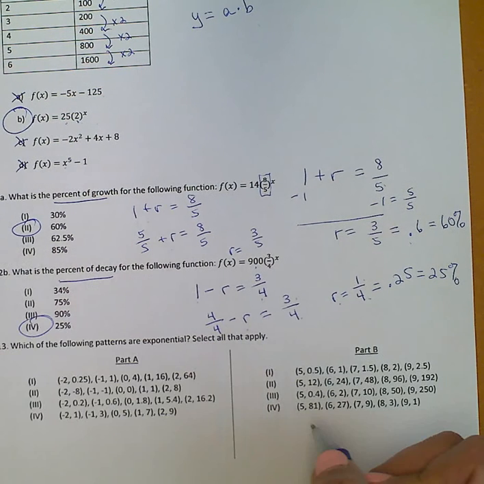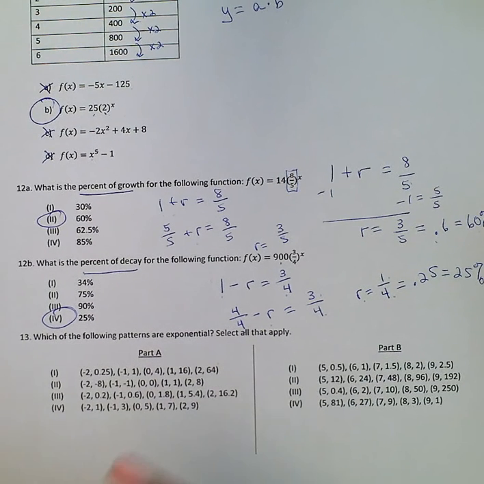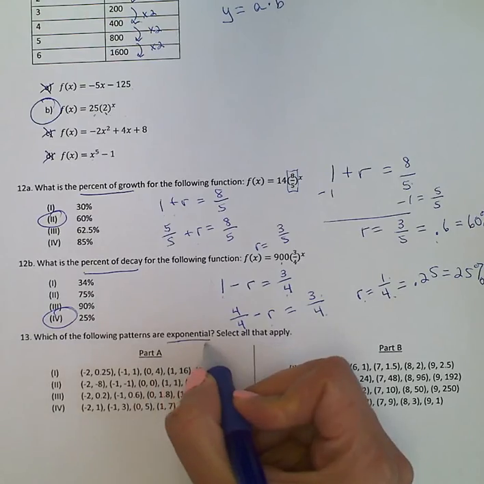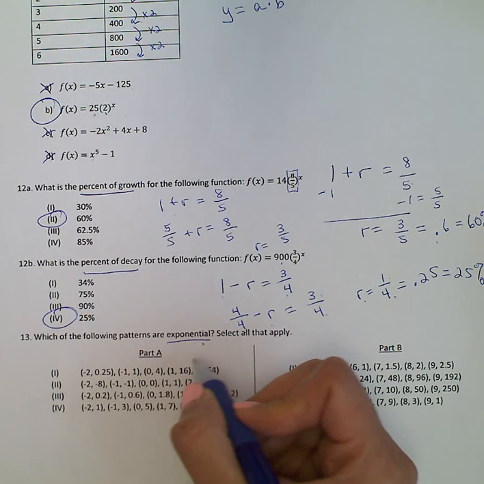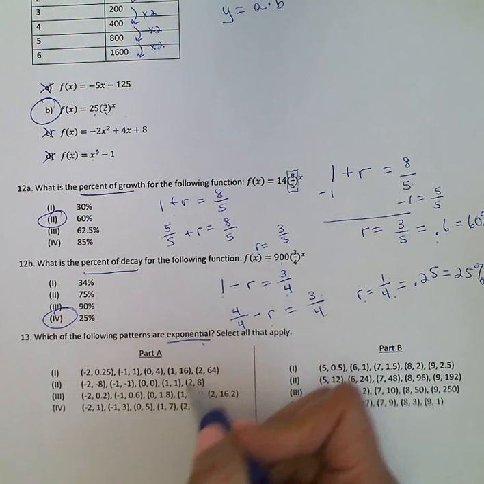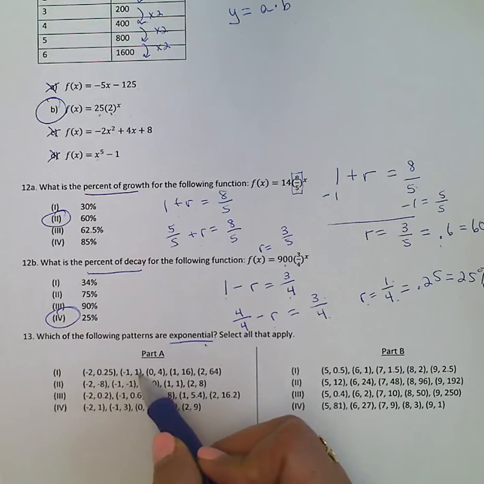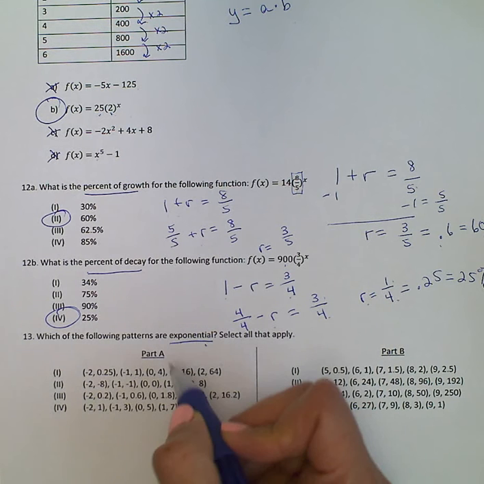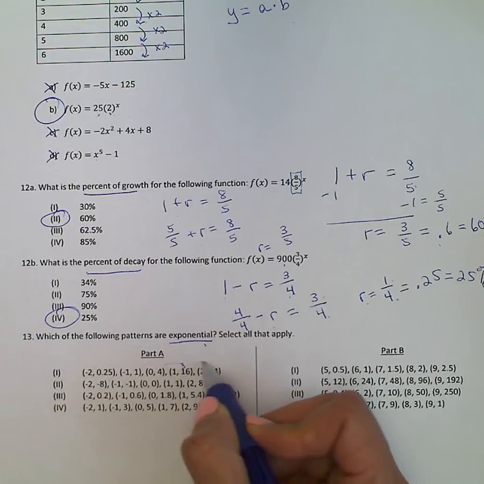There's 25%. Okay, the last one, which of the following patterns are exponential? Select all that apply. So remember, exponential is common ratio. You're looking at the y values and you're multiplying them by the same thing to get to the next one. So 0.25 times what? Now remember, 0.25 is 1/4. So 1/4 times what is 1 times something, it gives you 4, 16. So it looks like, this looks like times 4, here to here, times 4, times 4. So all of those are getting multiplied by 4.